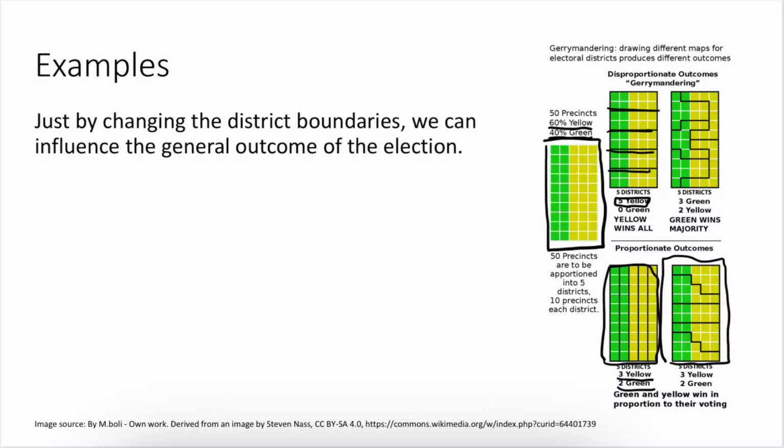Or you could also draw districts that skew it in the opposite way. Because if you drew your districts like this, then you would have 3 green districts and 2 yellow districts. And so that's the idea of gerrymandering: if you manipulate the boundaries in a certain way, you can skew the results of the election or whatever issue is up for vote.